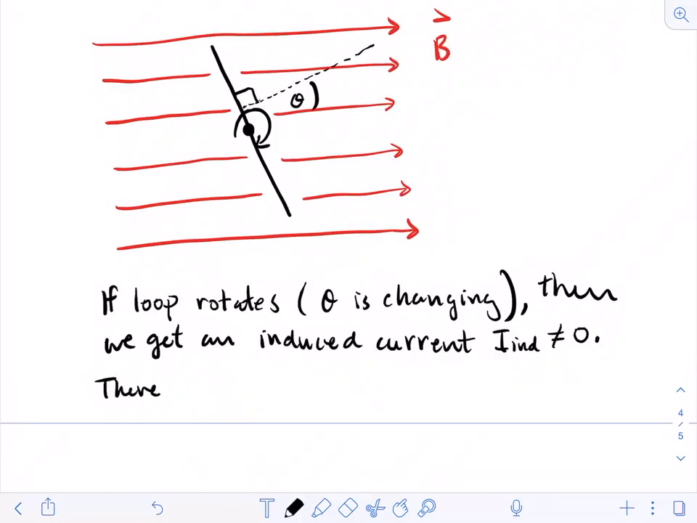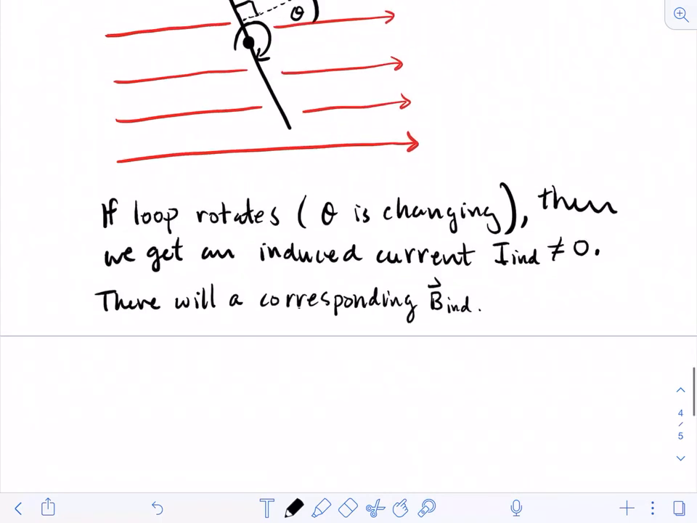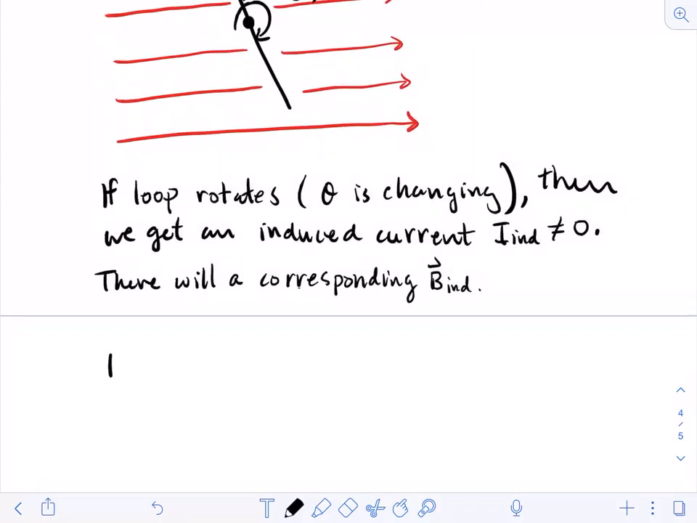If we have an I induced, there will be a corresponding B induced. Okay, so what we want to know is what direction is that induced current going to be in?